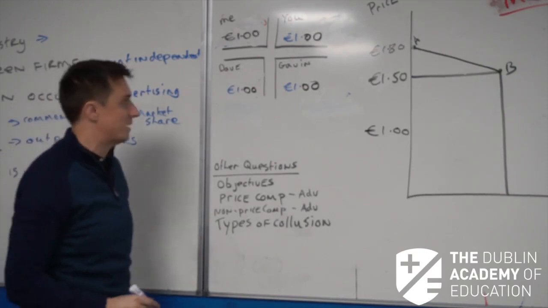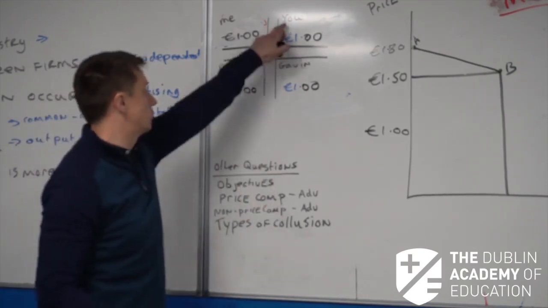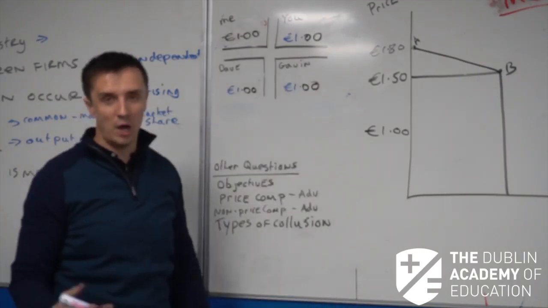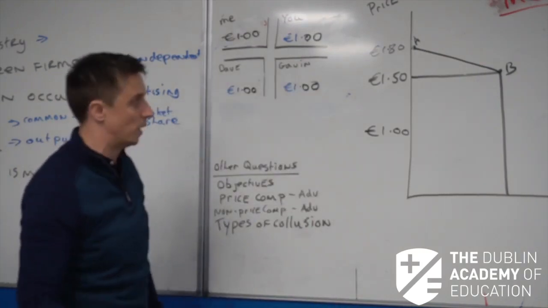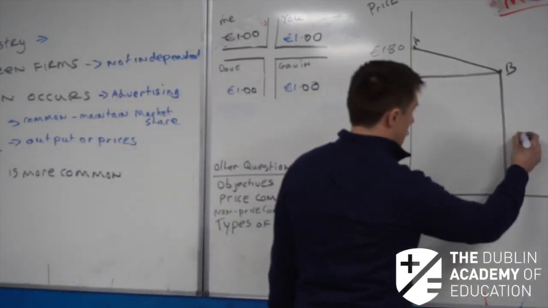We've all dropped our price down, but we're not really any better off. Like, I still have a quarter of the market. We all have a quarter of the market each. Now maybe people drive a little bit more, and that way I might sell a little bit more petrol or whatever. But what I'll see here is my demand might go out to about here.